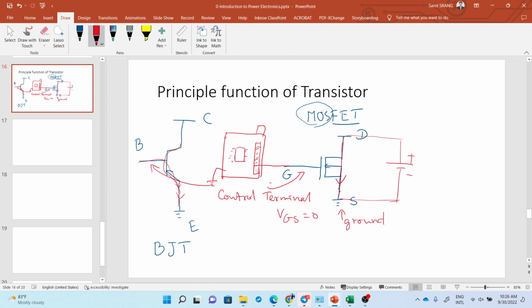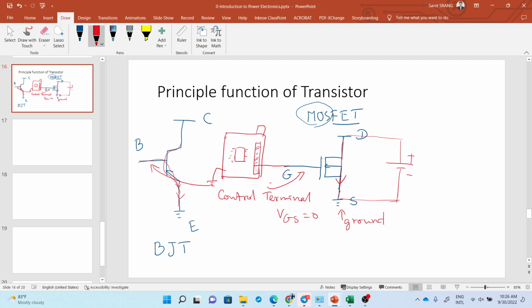Any questions? For the BJT, you have the collector, emitter, and the battery. My question is, is it controlled by current or voltage? When we connect the wire to the base, the voltage and current get separated.